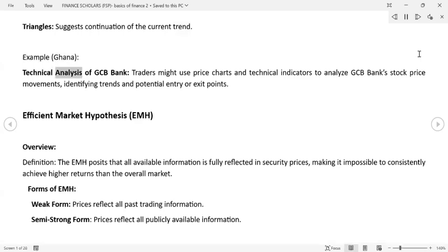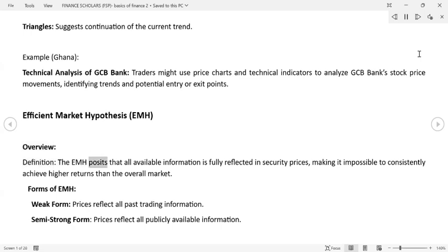Example: technical analysis of GCB Bank. Traders might use price charts and technical indicators to analyze GCB Bank stock price movements, identifying trends, and potential entry or exit points. Efficient market hypothesis, EMH.